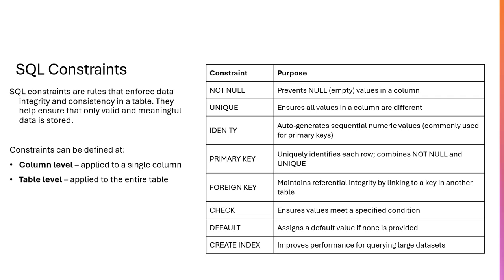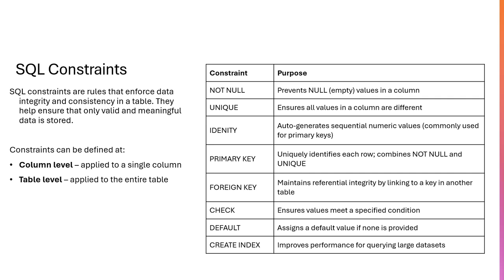Then we have constraints. Constraints are rules that help us to enforce data integrity and consistency in a table. They help us to ensure that only valid and meaningful data is stored. Constraints can be defined at column level, applied to a single column, or table level, applied to an entire table. These are some of the constraints that we have.